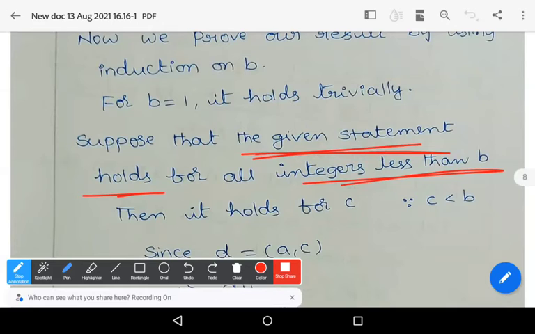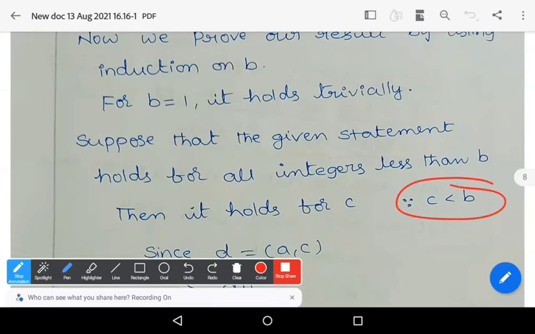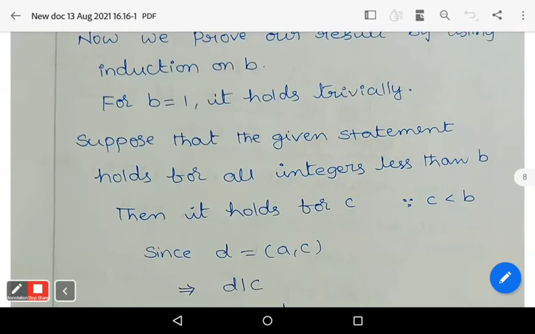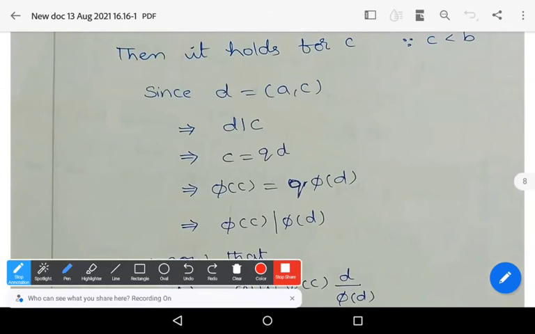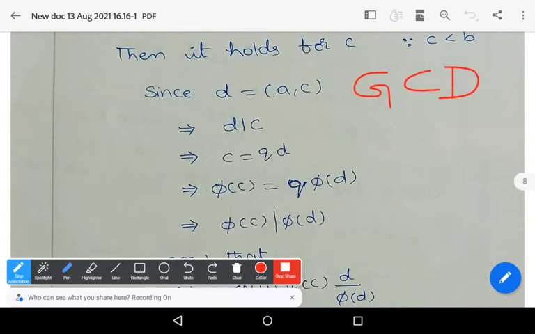Suppose that the given statement holds for all integers less than b, and c is less than b. Already we take that value, c is less than b. So the result holds for c. Remember that. Now d is not equal to 1; it means d is the GCD, greatest common divisor of a comma c.